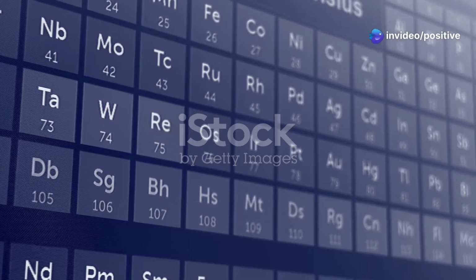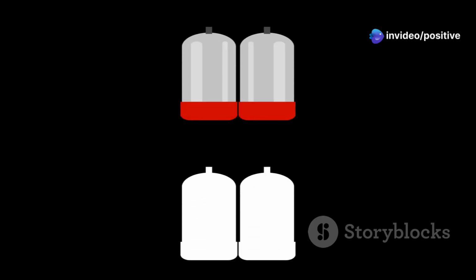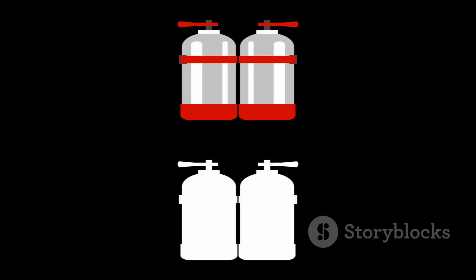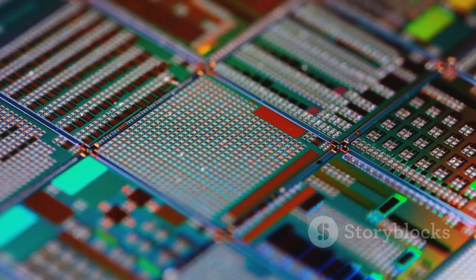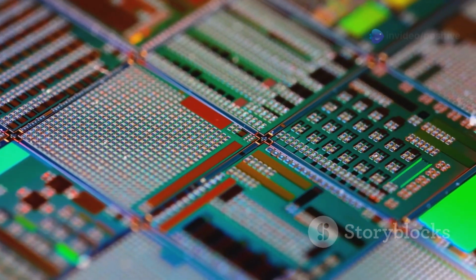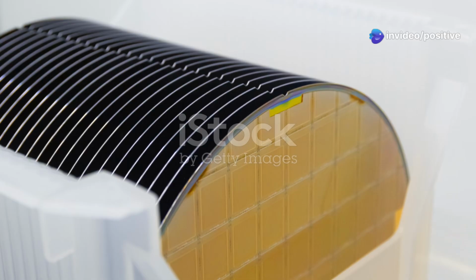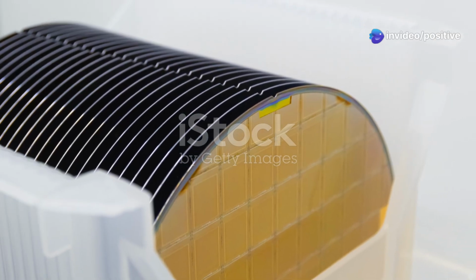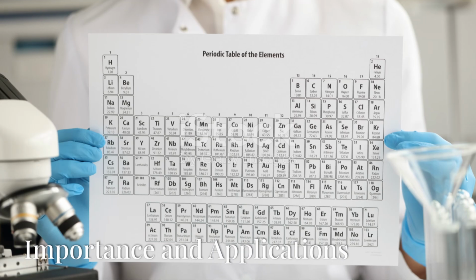Nonmetals are generally dull, brittle, and poor conductors of heat and electricity. They are located on the right side of the periodic table. Examples include oxygen, nitrogen, and chlorine. Metalloids have properties of both metals and nonmetals. They are often semiconductors. This means they can conduct electricity under certain conditions. Silicon and germanium are examples of metalloids. They are used extensively in the electronics industry.